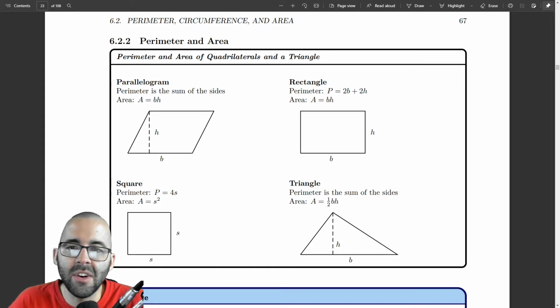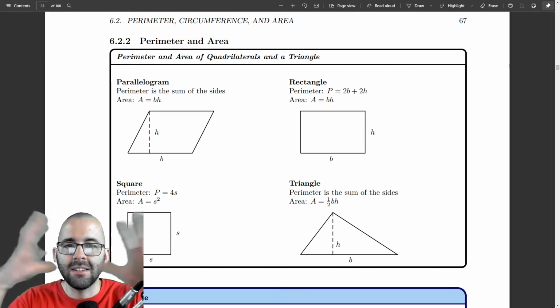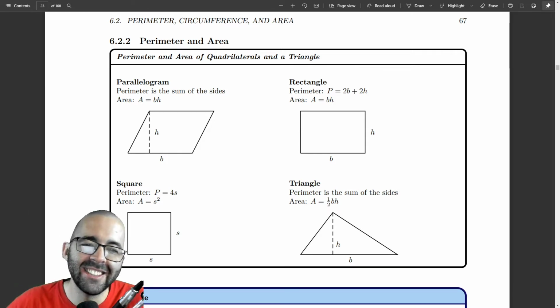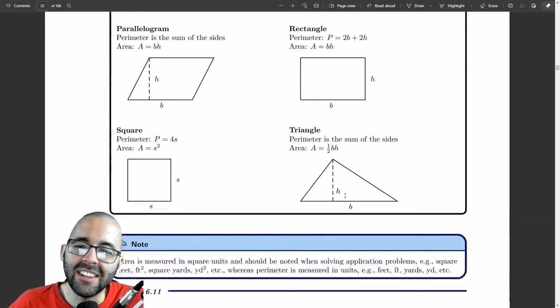Perimeter is the sum of all the sides. Area is the size of the inside. Okay? So I like how perimeter has a nice formula for two of these. This one just says add them all up. This one just says add them all up. Here we got these. Okay?